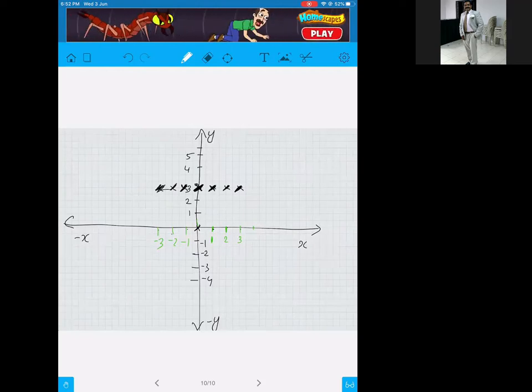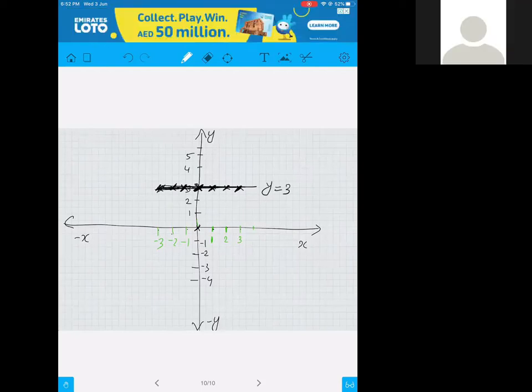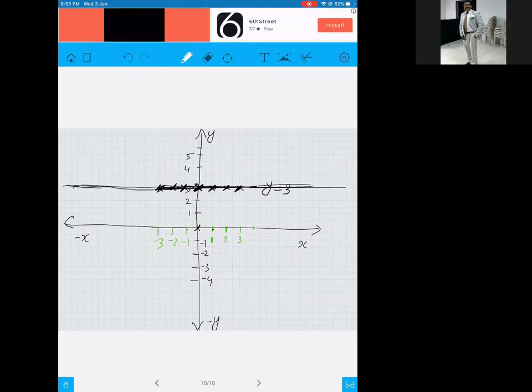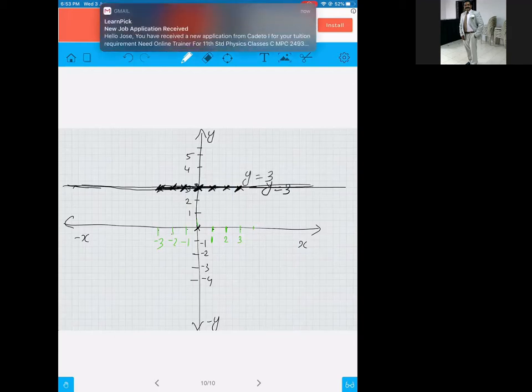If you join all these points, we get a line. The equation for this line is y is equal to 3. Even if x varies from 0 to any value, the line goes in this fashion. According to the value of x, the line extends from right to left or left to right. So the equation for this line is y is equal to 3. Does it make sense?